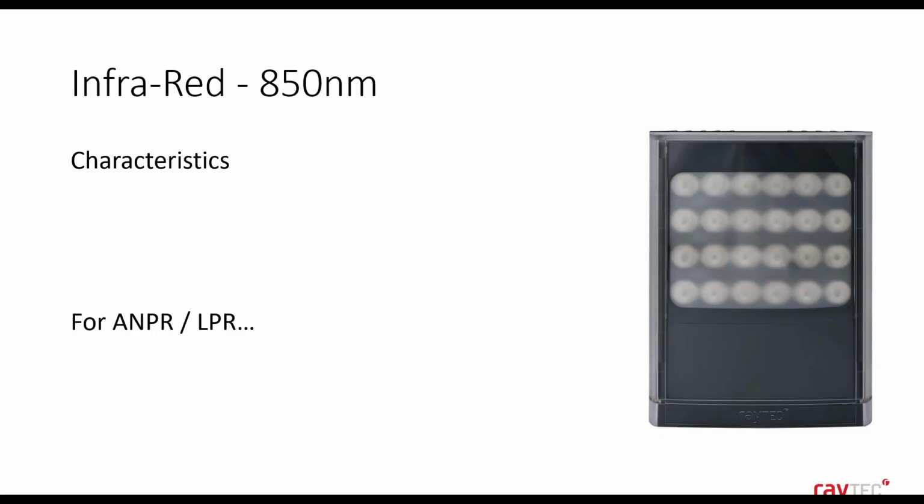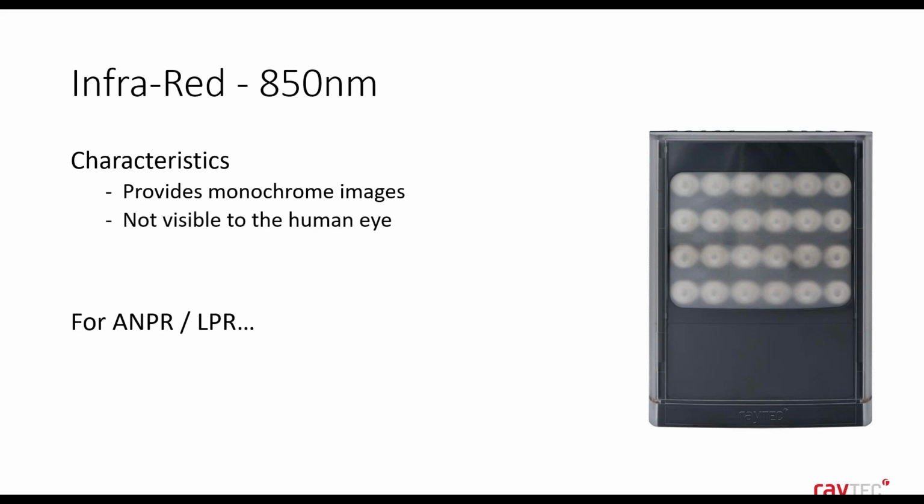So we'll start with infrared, and specifically 850 nanometer infrared light. Infrared or IR provides the camera with monochrome images. These are the characteristics of infrared. It's not visible to the human eye, although there is a faint red glow when looking directly at the illuminator. In terms of the security background and the use of IR for CCTV systems, we would generally describe 850nm infrared as semi-covert.